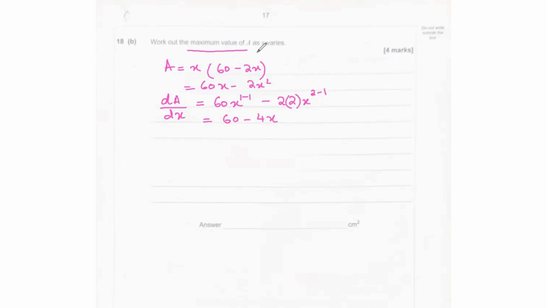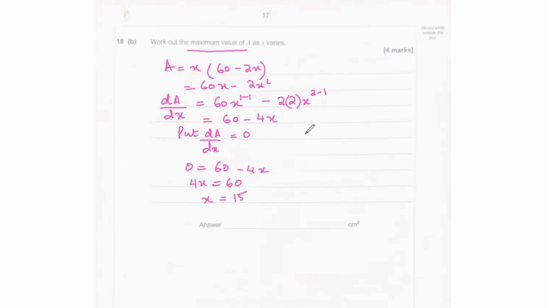Now it says maximum value, which means the derivative would equal 0, because at the maximum and minimum value, your derivative is always 0. So put dA over dx equal to 0. 0 equals 60 minus 4x. 4x equals 60 and x equals 15.